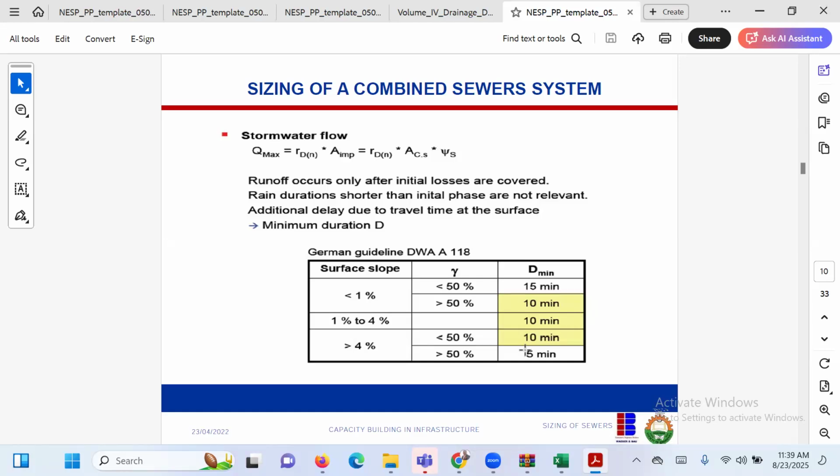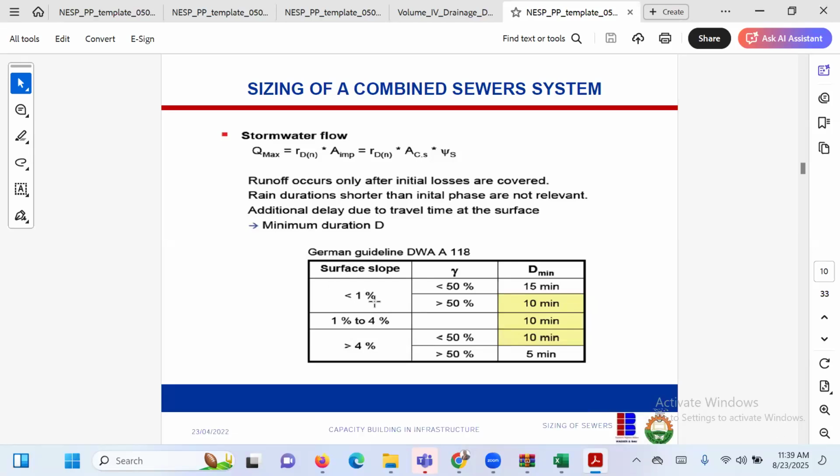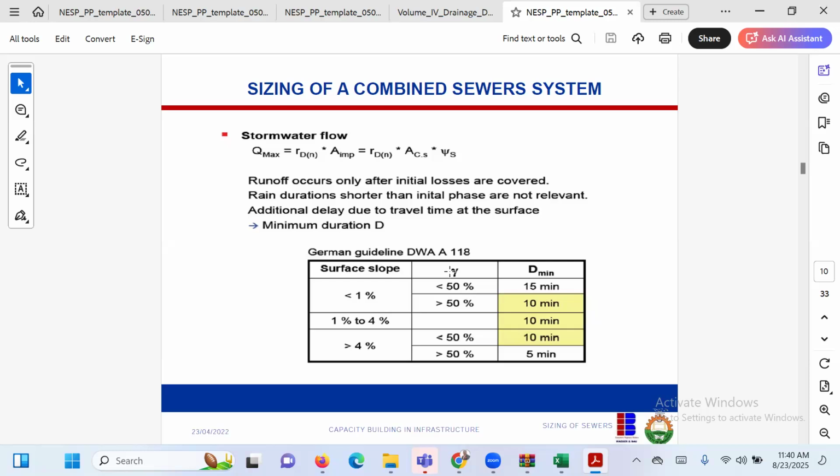Okay, let's continue. So that is that. So when the slope of the area is less than 1%, and the paved area is less than 50%, use 15 minutes. But for now, from experience, I'll ask you to ignore this. Rather, just use 15 minutes.